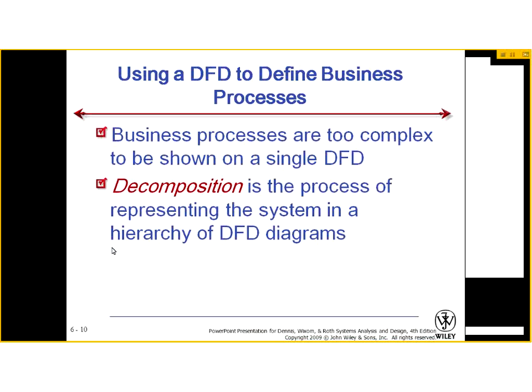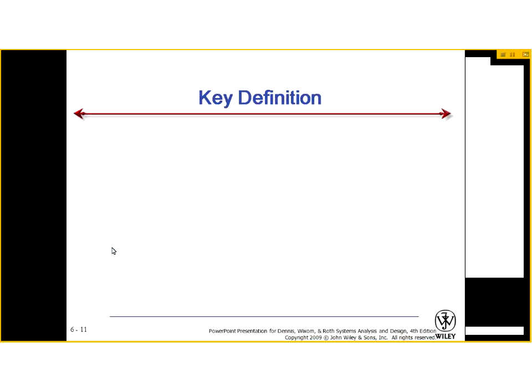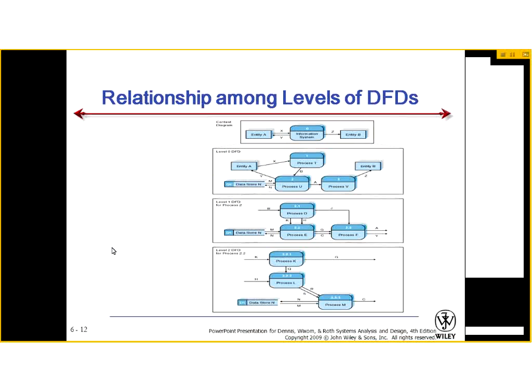Decomposition is the process of representing the system in a hierarchy of DFDs. First of all, you show your system at the broader level, and then you go to the inner details and analyze all the sub-processes and data flows. So you decompose it. Child diagrams show a portion of the parent diagram, but in greater detail. And then you do balancing, which involves ensuring that information presented at one level of DFD is accurately presented in the next level of DFD.